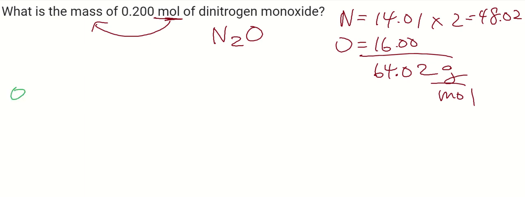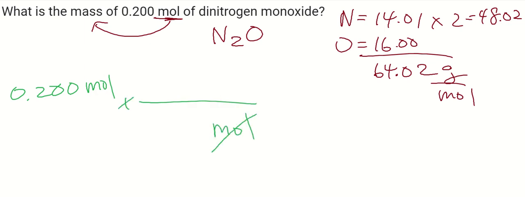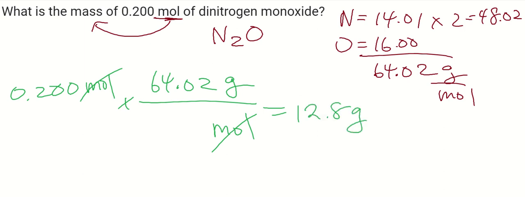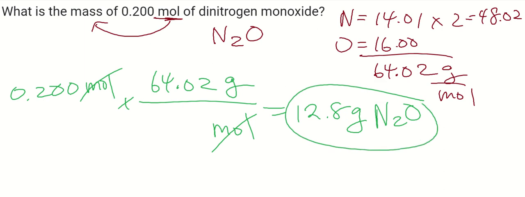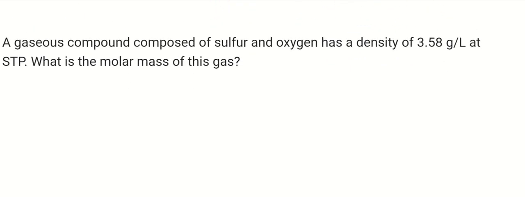All right, let's convert this moles to grams. Moles, get rid of that, putting it on the other side, and we want grams. All right, there's our conversion factor we're going to use. 64.02. Answer is 12.8 grams of N2O. So 12.8 grams is fine. You don't have to write the substance. Although when we get to stoichiometry, that's chapter 12, that'll matter, but not yet.